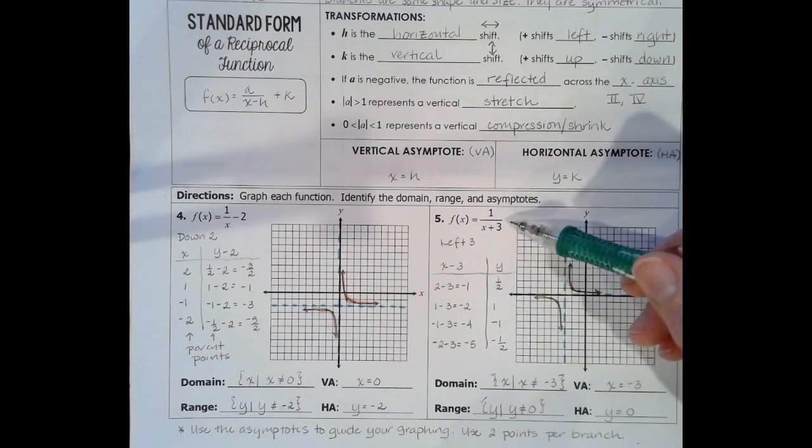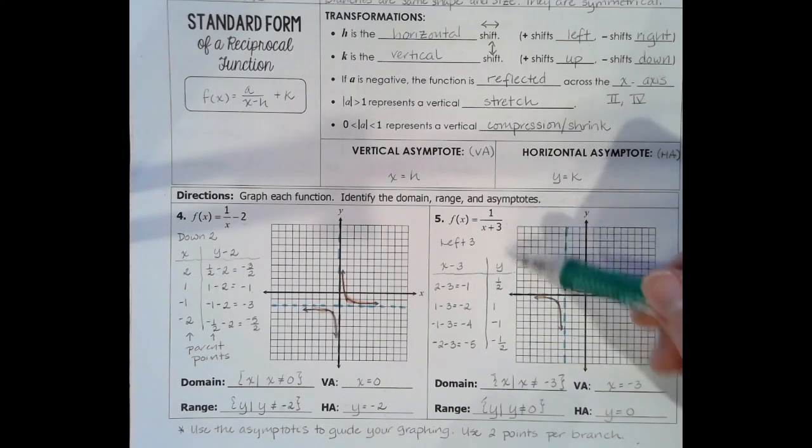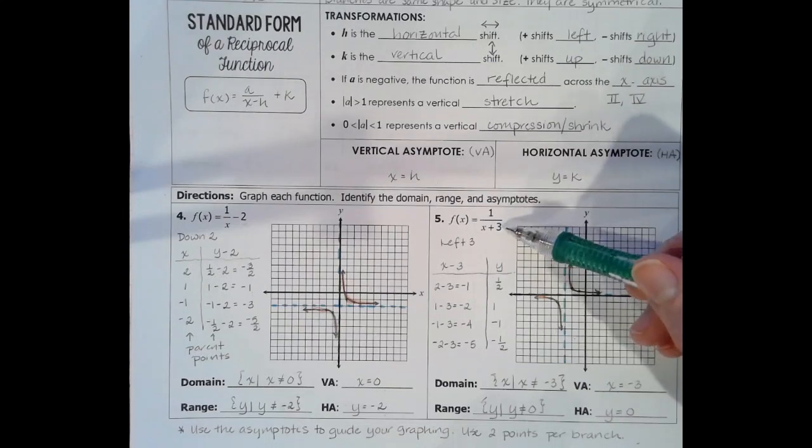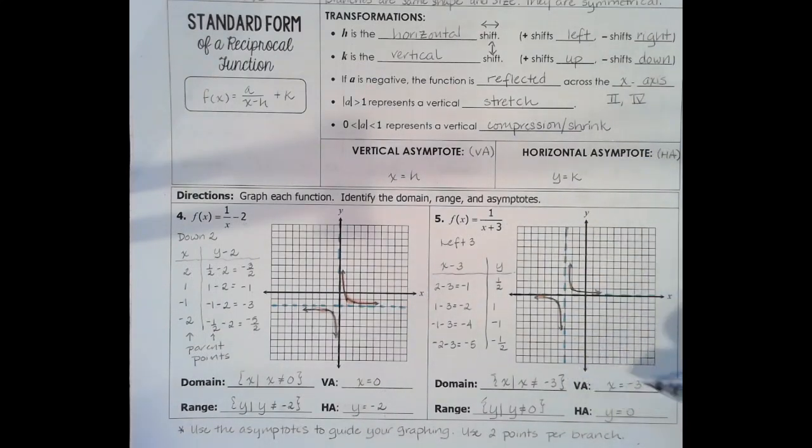Now, again, looking at the domain, it's going to be all real numbers except x can't equal -3. So simply take the equation x plus 3, set it equal to 0, and you'll get x equals -3. So that's going to be my vertical asymptote, but that means that the domain will exclude that value.